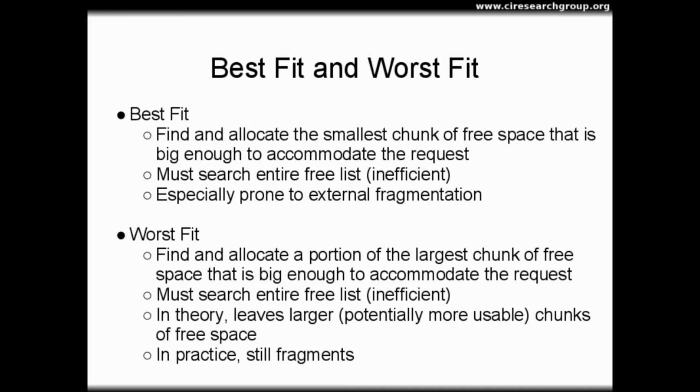An attempt to reduce the external fragmentation in the best fit algorithm is observed in the somewhat counterintuitive worst fit algorithm. Using the worst fit algorithm, the kernel finds and allocates the largest available chunk of free space, provided it is large enough to accommodate the request. In theory, this allocation strategy leaves larger, and thus potentially more usable, chunks of free space available. In practice, however, this algorithm still fragments badly, both internally and externally. Aside from the fragmentation, both of these algorithms are impractical in actual kernel implementations because they must perform a search of the entire free list to find the smallest or largest chunk of memory.